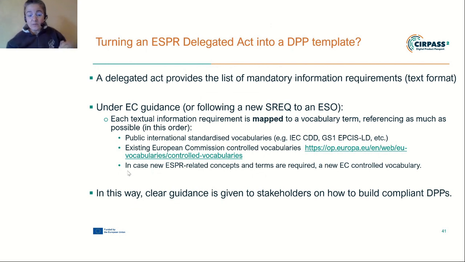public and already available international standardized vocabularies. Like we've mentioned a lot of them. But if terms are missing, you would reference existing European Commission controlled vocabularies. There are many, as I showed. And in case new terms or concepts are missing from all of those, then a new European vocabulary could be created. In this way, we could give all stakeholders clear guidance on how to build compliant DPPs with machine readable, semantically interoperable data.